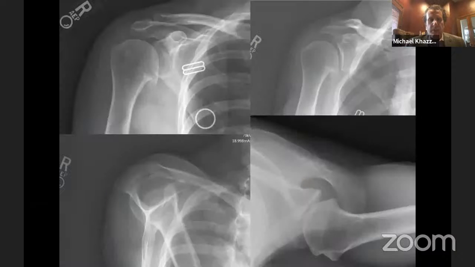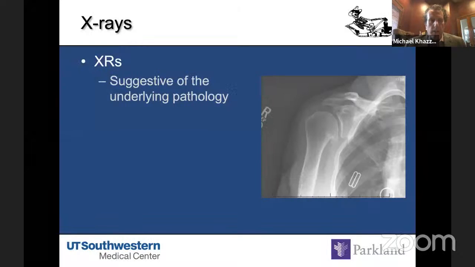Here are some examples of standard radiographs. On the top left is an AP. The top right is a true AP, and you can see it really allows assessment of the joint line as well as the inferior humeral head osteophyte. On the bottom right is a true axillary lateral, or what Dr. Madsen calls the truth view, where you can really assess the integrity of the glenoid. And then the bottom left is an outlet or scapula Y view.